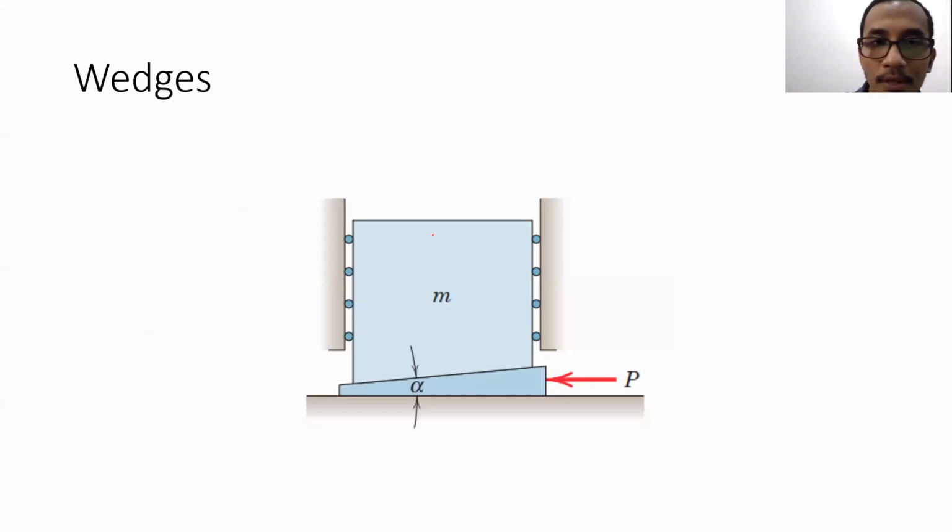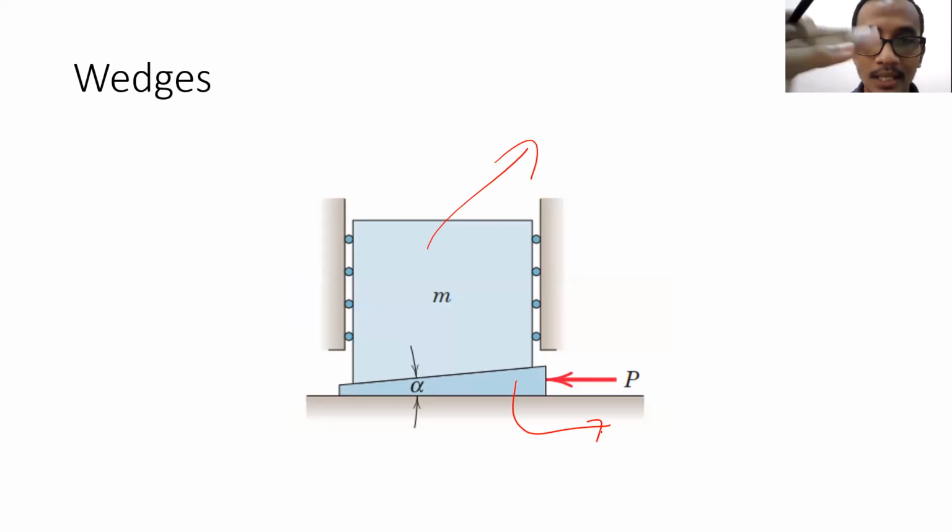You can see there is a mass here. And we want to use the wedge to raise the mass. At the beginning it's touching the ground, and we want to raise the position of the mass. So instead of using anything else, we use a wedge.